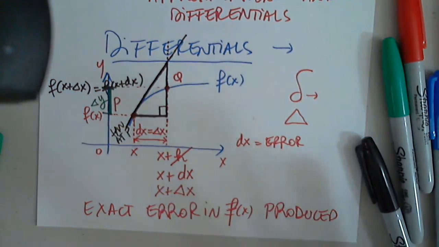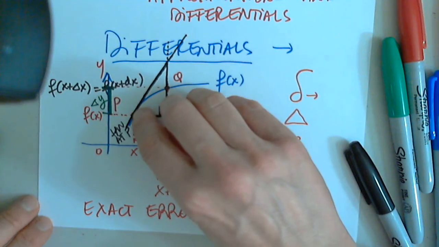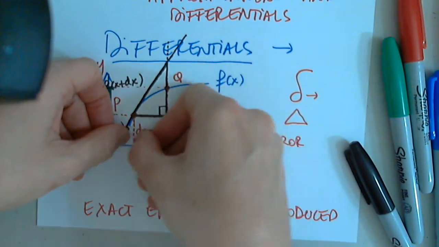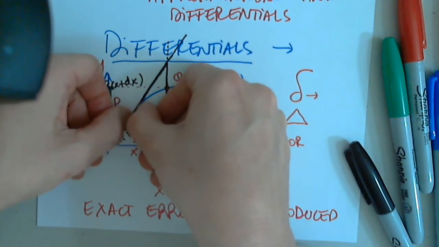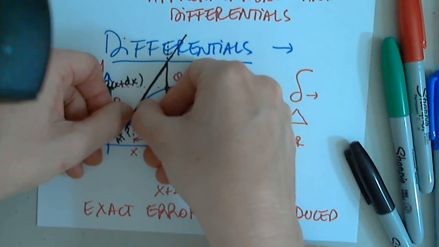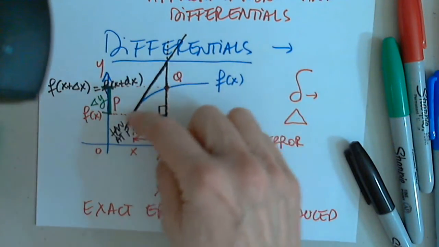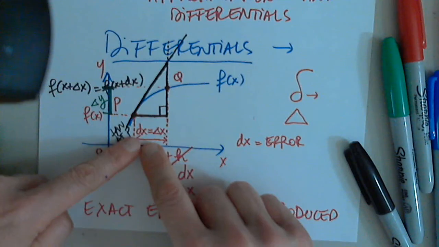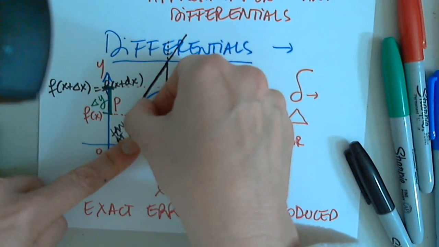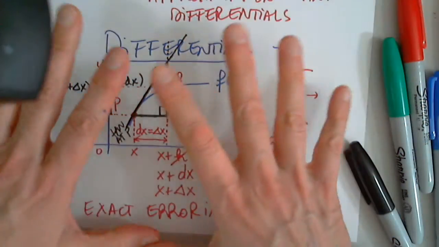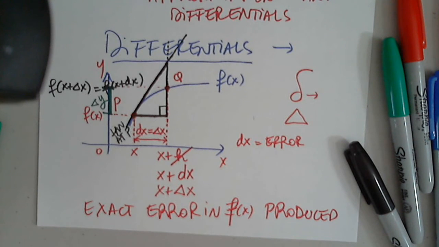This looks huge. No, no, no, no. Q is very close. Dx and delta x are very small. Q is right here. So we're not talking about something like this, because dx is small. So I have to zoom in in order to explain what I'm doing.